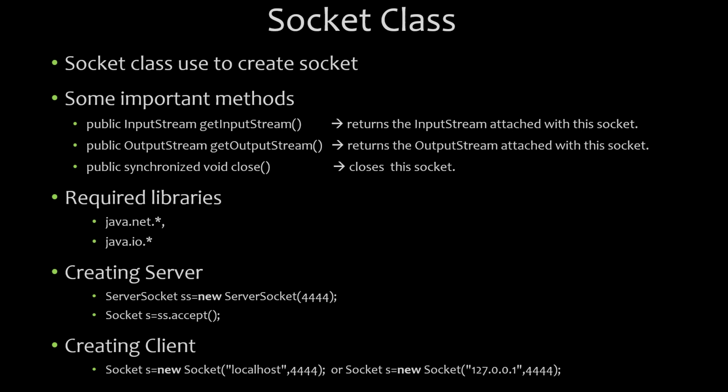For creating a client, Socket s equals new Socket, we can write here. You can give any port number here again. The first parameter is the host. You can write the host directly as a string, or you can give your host number here, as you see. It takes both host and port number.